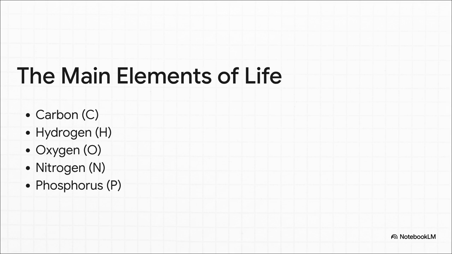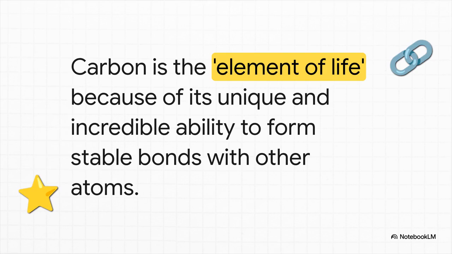Now, life uses a bunch of different elements, but the vast majority of all living matter is built from just these five. We've got carbon, hydrogen, oxygen, nitrogen, and phosphorus. You can even remember it with the acronym CHOMP. Kind of sounds like chomp, which is pretty fitting when you think about it. So why carbon? What's the big deal? Why is it the backbone of pretty much all life as we know it? Well, it all comes down to its incredible knack for making friends, chemically speaking, of course.